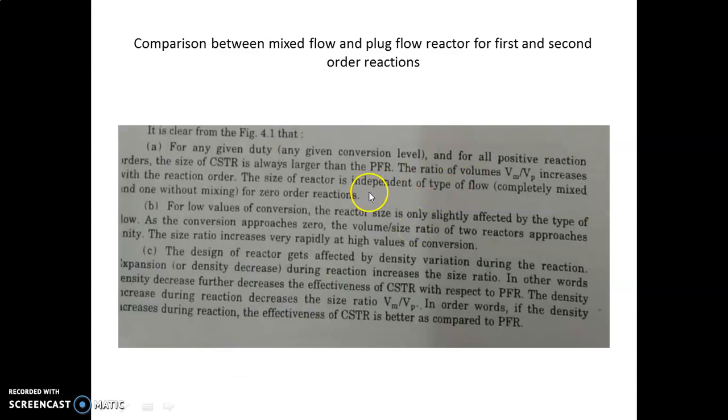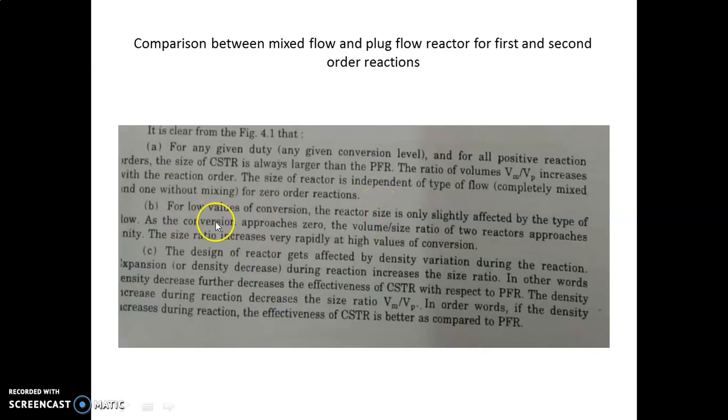And another point is that the size of the reactor is independent of the type of flow for zero order reaction. So for zero order reaction, the size of the reactor does not matter. That means it does not depend upon whether it is the mixed flow reactor or plug flow reactor.